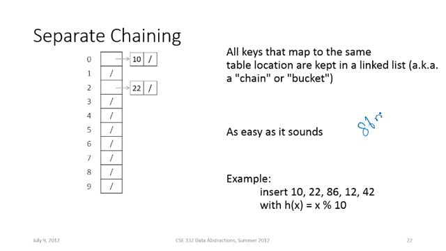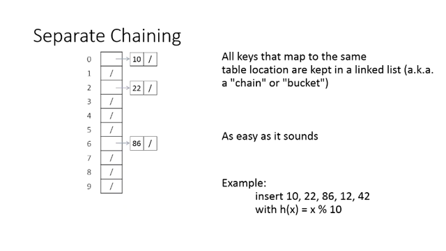So 86 mod 10 will give 6. So 86 will be stored in the 6th location. Now when I try to insert 12, 12 mod 10 will be 2. So you can see there is already an element connected to the second index. So what happens is the 12 will be inserted as the first element, that is, it will be added as a first element before 22.